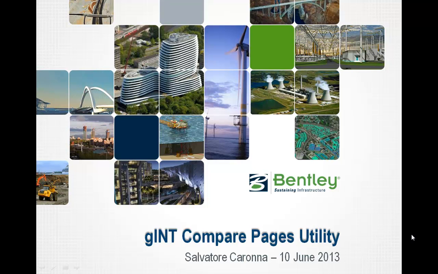Whereas with the gint utility, it matches up entity ID and the min-max values. It finds similar ones in both and compares those properties. And the ones that don't match up with any other page or drawing are listed as extra entities.